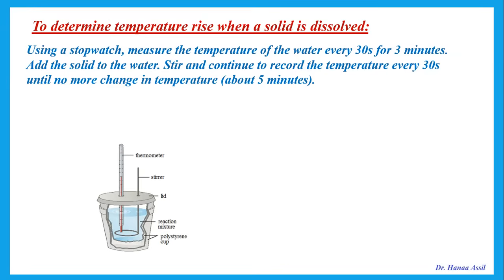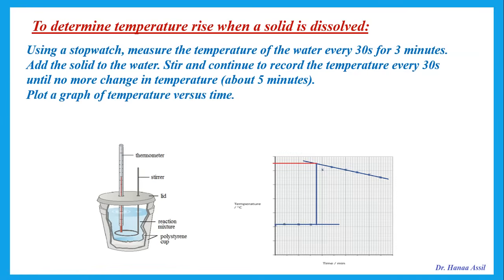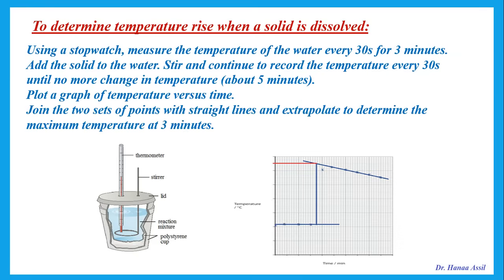Then I draw a graph. So, when we plot a graph of temperature versus time, how do we join it? Remember, we join two sets of points with straight lines. The points that we got at the beginning before I added the solid, and the points that we got at the end. They were two straight lines.